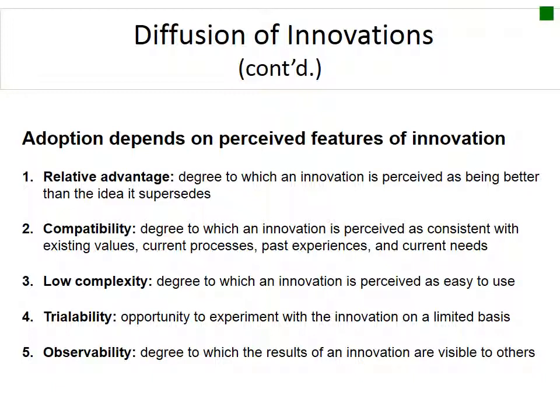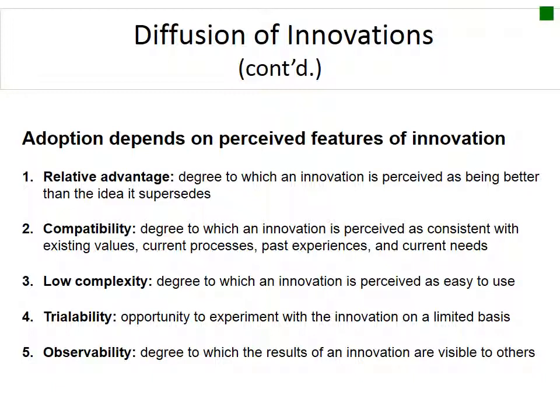So how do we know if our marketing is working? How do we know if our diffusion of innovation is being taken by the community? So adoption depends on perceived features of the innovation or program or service. So is there a real advantage? Is it better than the idea before it? Is it compatible? Is it consistent with our community values, individual values? Is it consistent with the current process, our past experience, my past experience, current needs? Is it easy to implement? Is it low in complexity? That's important.